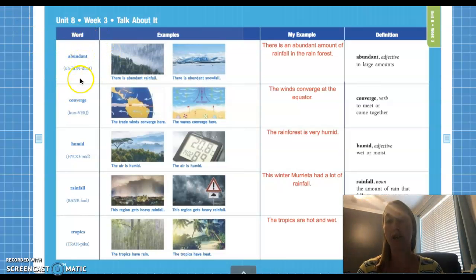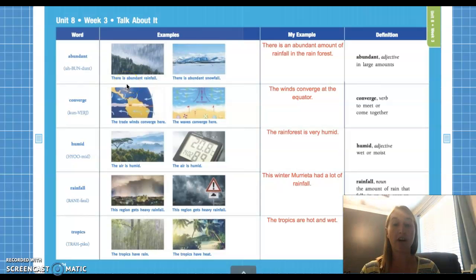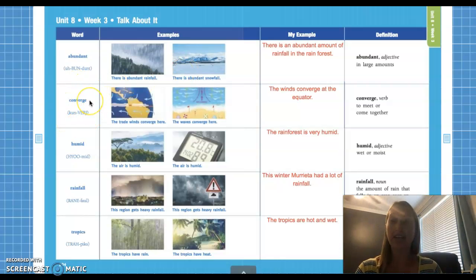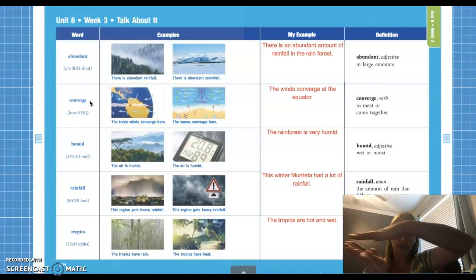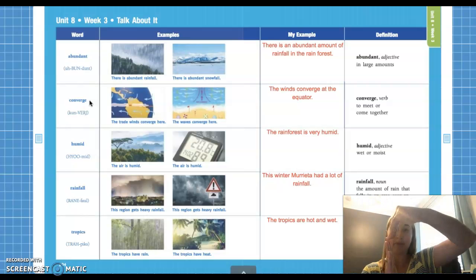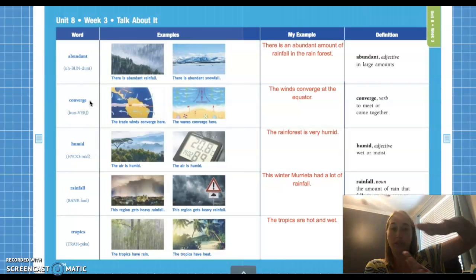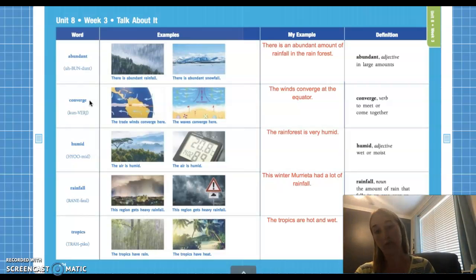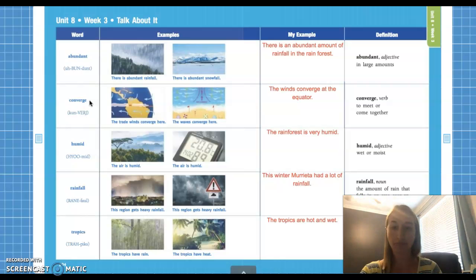Okay, our first vocab word is abundant. Remember, abundant means in a large amount. So this picture shows an abundant rainfall, lots and lots of rainfall. This picture shows abundant snowfall, lots and lots of snowfall, okay? And our next vocab word is converge, right? When two things meet. When we're talking about the tropical rain belt, it's when two trade winds meet at the equator to make those dry and wet seasons along the rainforest, along the equator.